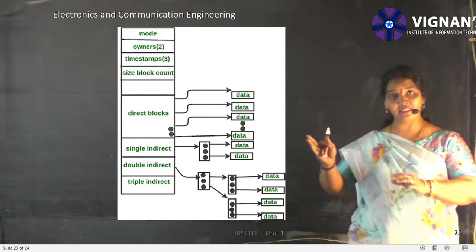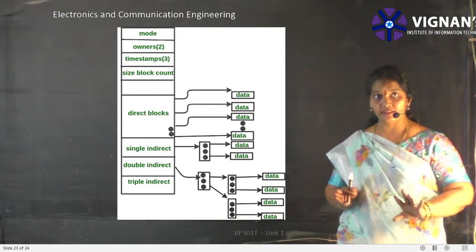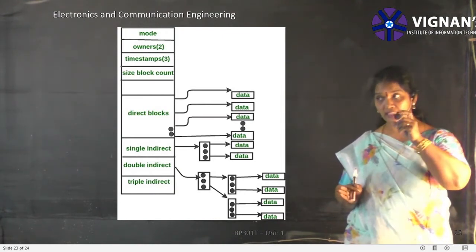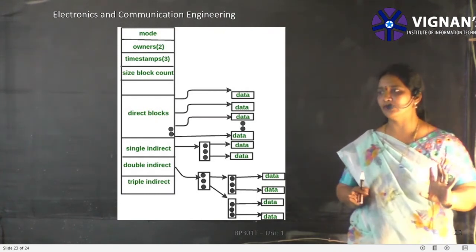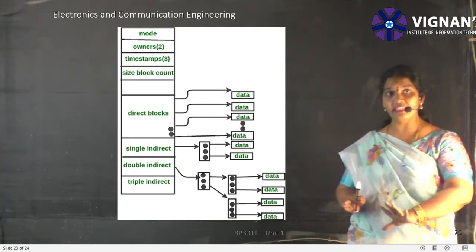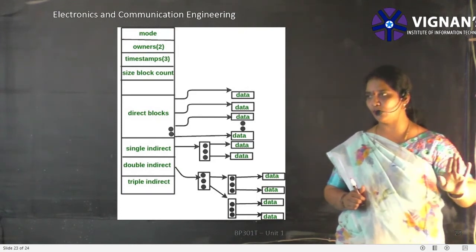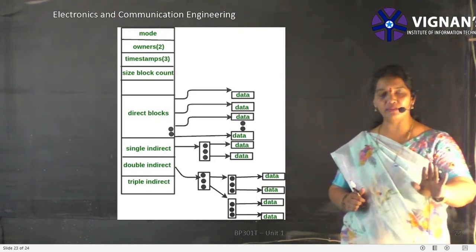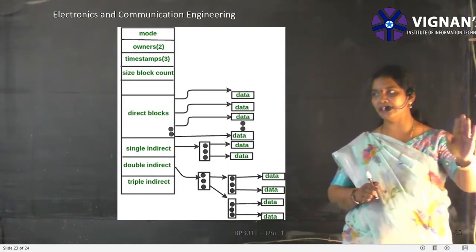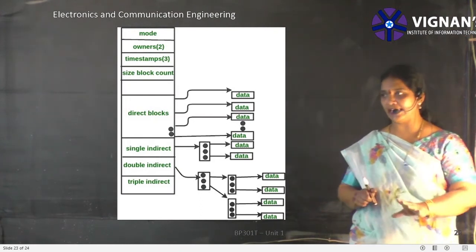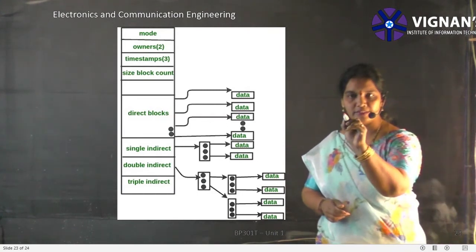Direct means the data is stored directly in the blocks. In indirect, first the addresses will be stored, and from that address the file data will be stored. In single indirect, only one level will be there, and from that one level the data will be stored. In double indirect, 2 levels will be there where the address will be stored, and from that address the data will be stored. And in triple indirect, there will be 3 levels. I will be showing it here now.